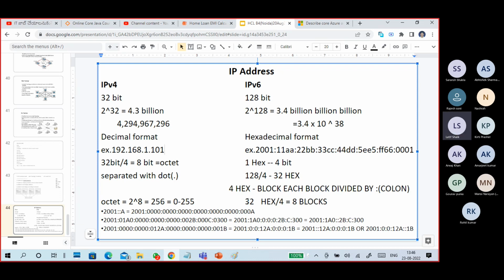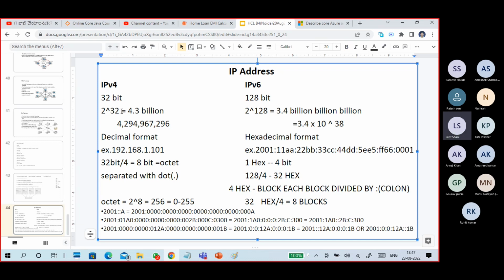Okay, in hexadecimal, if we have 32 hexa numbers divided by 4, we get 8 blocks in total. Yes, when you are studying IPv4 and IPv6, always study them separately. So how to study separately?